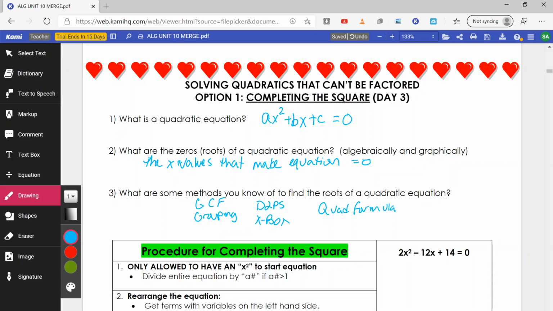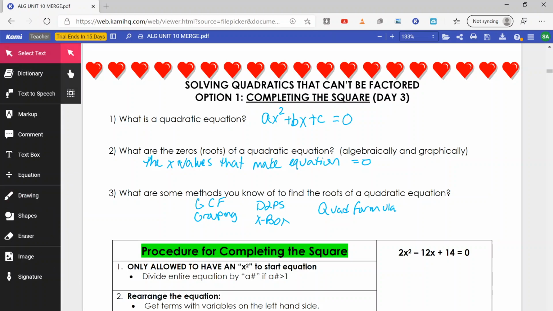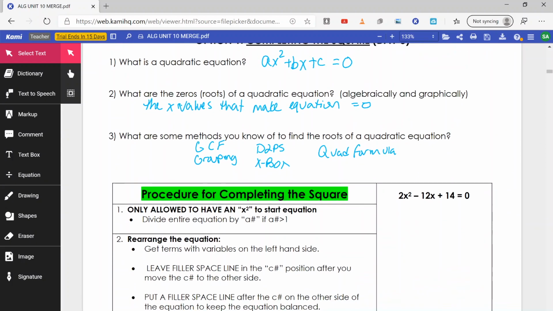Now the first four, GCF, grouping, the difference of two perfect squares, and Xbox, do not always work. It's only going to work if the equation is set up so that you can take a quick look and know that it's going to work. The quadratic formula also works every single time. So given an option, going to the quadratic formula would probably be your best bet at figuring out what the answer to the equation would be.